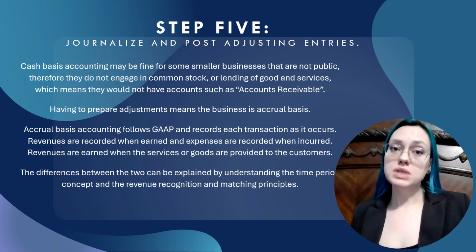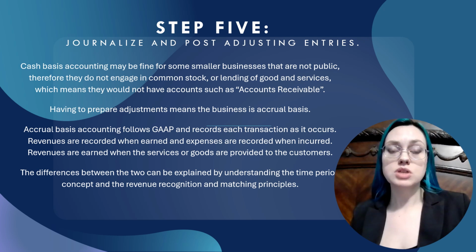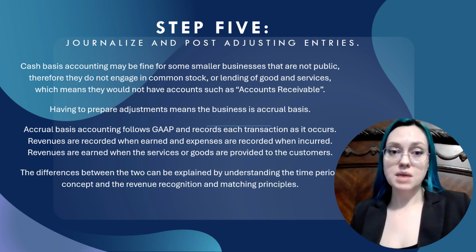For step 5, we need to establish that the business is using an accrual basis accounting system. There are 2 primary ways to record transactions: cash basis accounting or accrual basis accounting. Cash basis accounting may be fine for some smaller businesses that are not public, therefore they do not engage in common stock or lending of goods and services, which means they wouldn't have an account such as accounts receivable. Cash basis accounting records only cash transactions. When cash is received, revenues are recorded. When cash is paid, expenses are recorded. Cash basis accounting is not allowed under the Generally Accepted Accounting Principles, or GAAP.